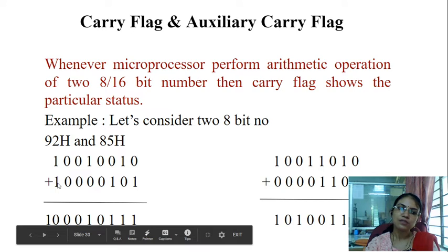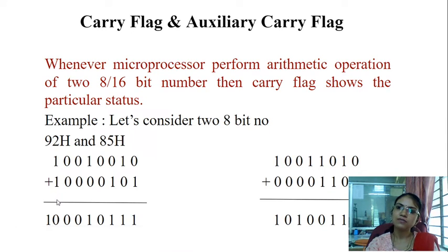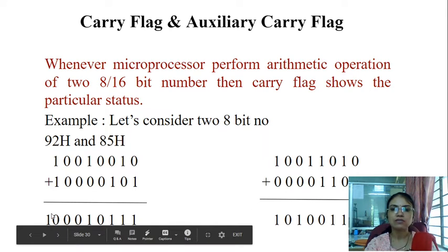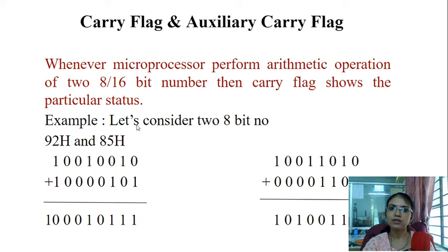But if the carry is not generated, in such a case 0 will be copied into the carry flag. Here 1 has been generated, that's why 1 is copied into the carry flag. If the carry is not generated, the carry flag will indicate the status equal to 0. In this way, the carry flag is used for storing the carry bit, and that's why it is called the carry flag.